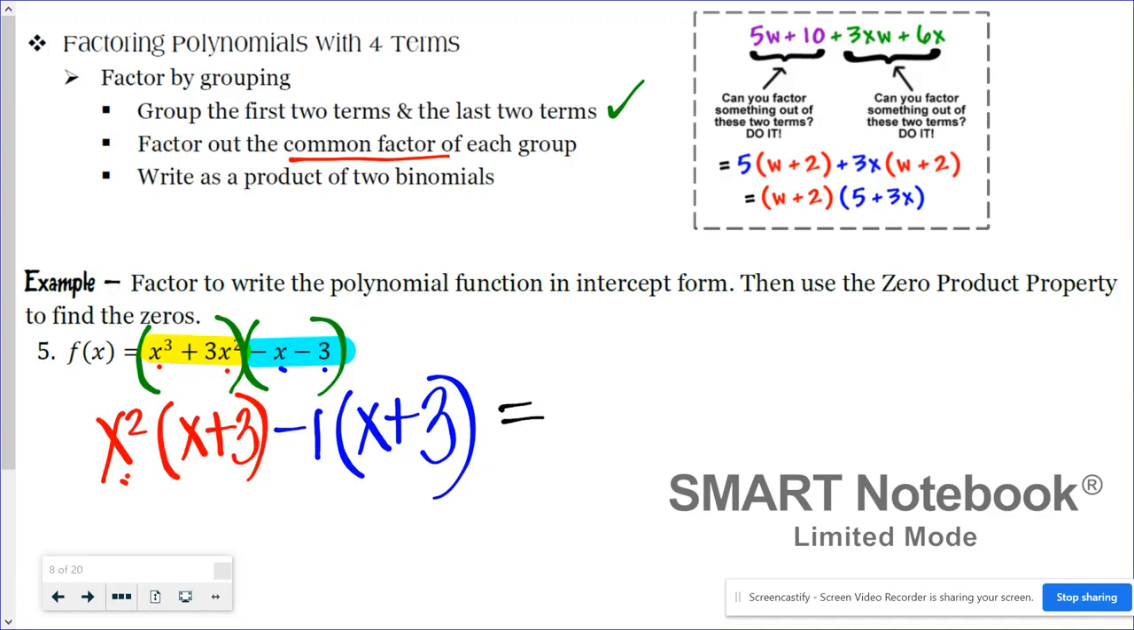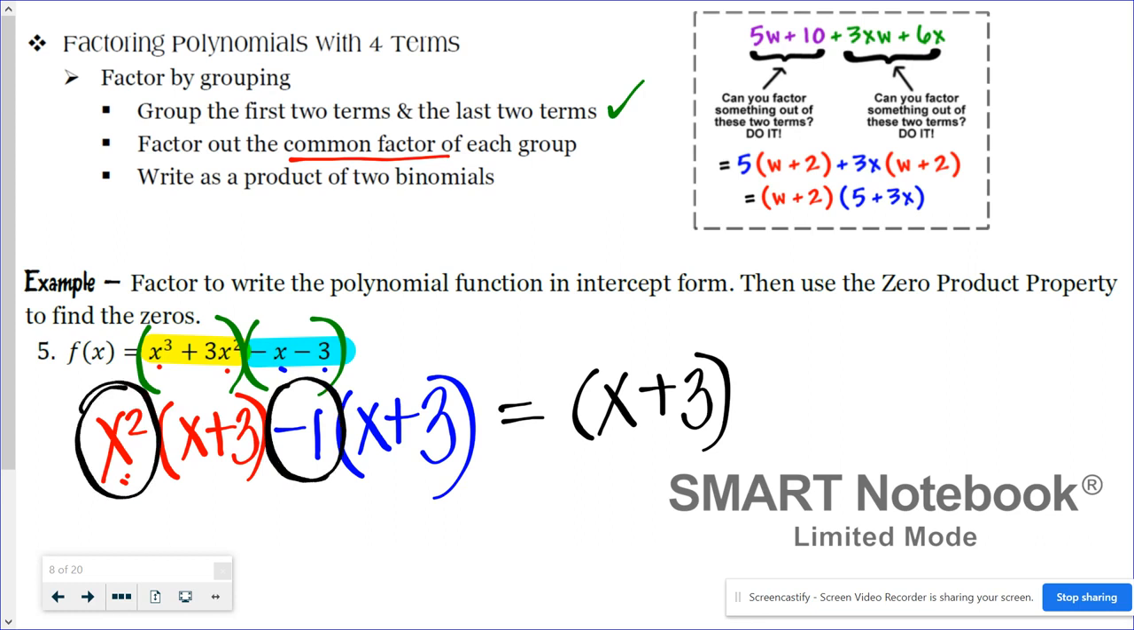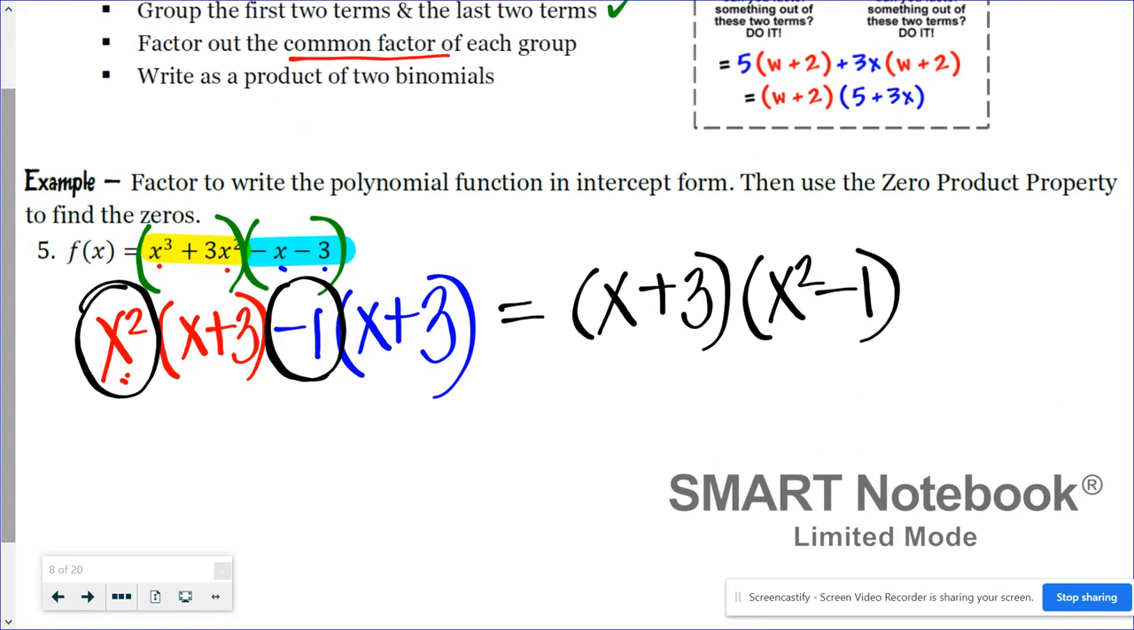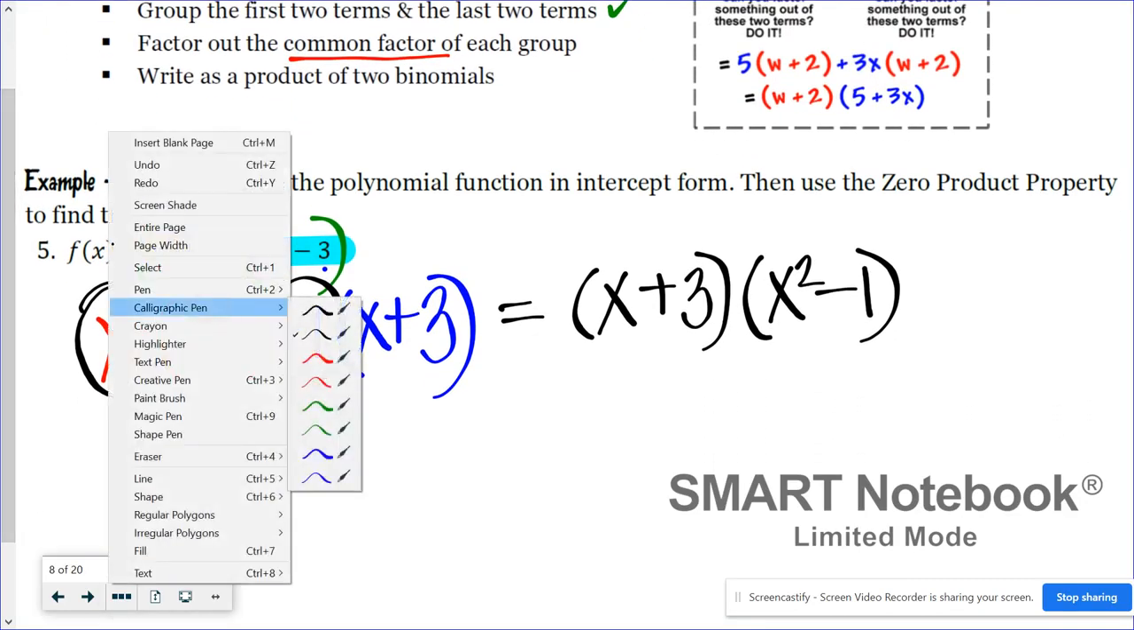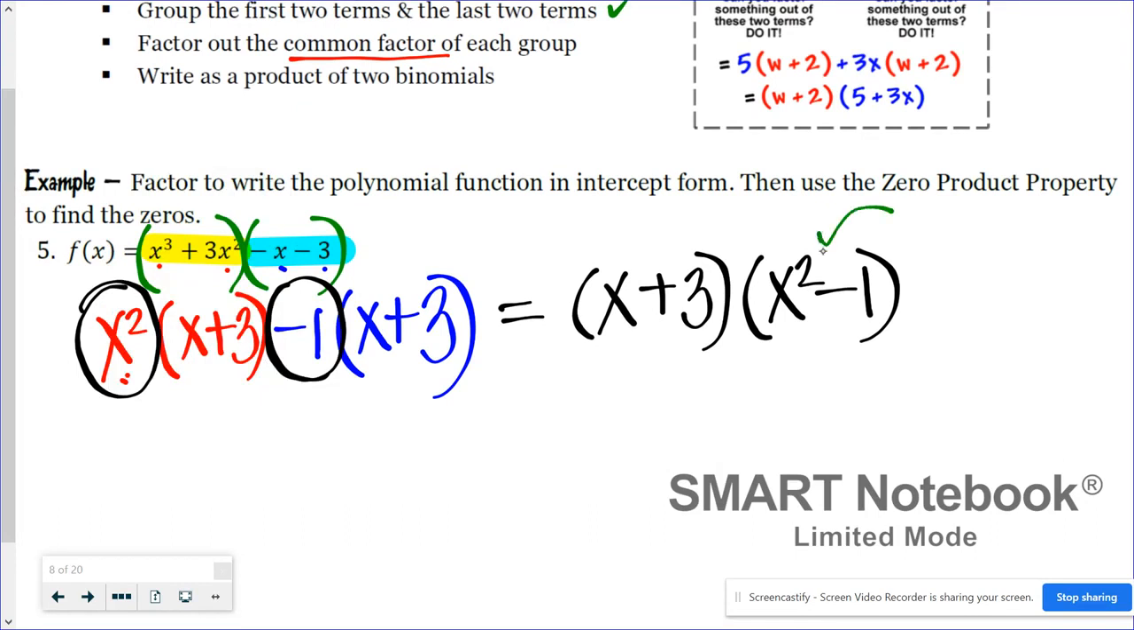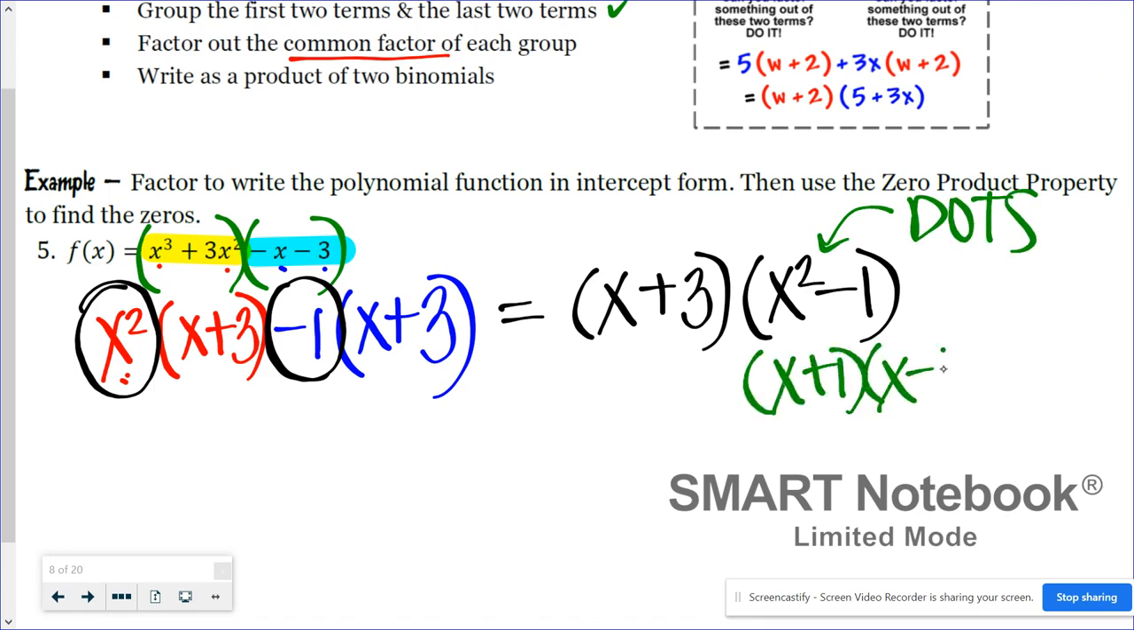So that means x plus 3 is a factor of this polynomial. The other factor comes from what did we take out? We took out x squared and we took out minus 1. So what do you think? The x squared minus 1 is a difference of 2 squares. I'm glad you thought that. So I can factor that further using my difference of 2 squares pattern. So this would be x plus 1 and x minus 1 after you apply that pattern.